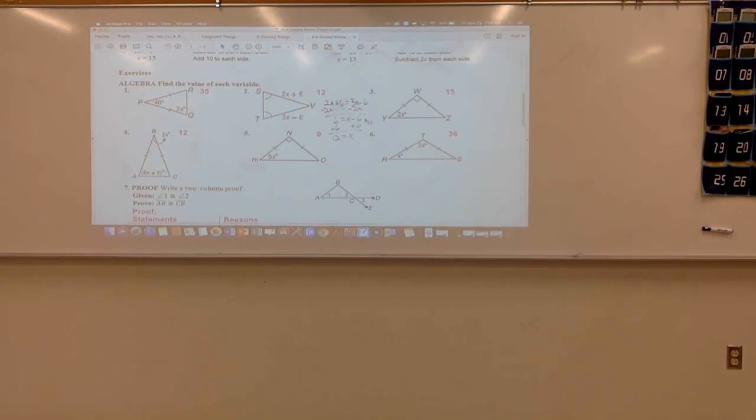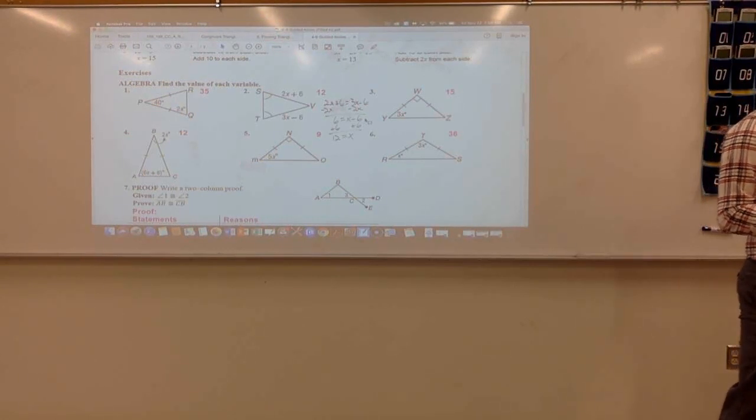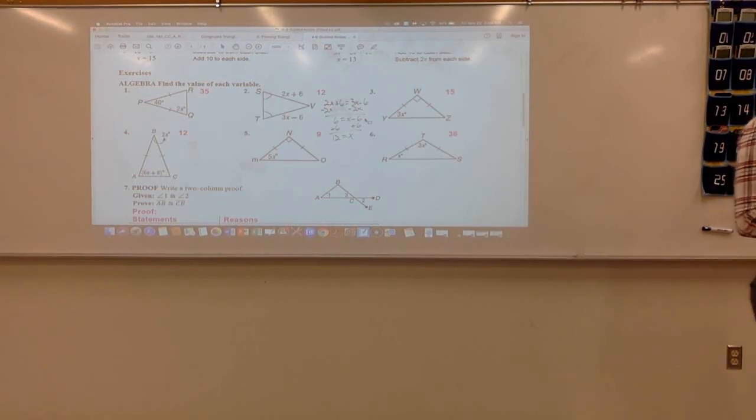Triangle angle sum theorem would be the actual name for it. The idea that all the angles in a triangle add up to 180. Yep. Triangle angle sum.